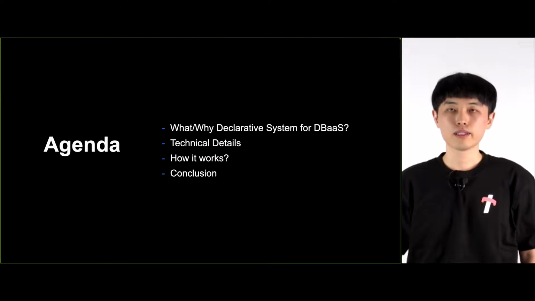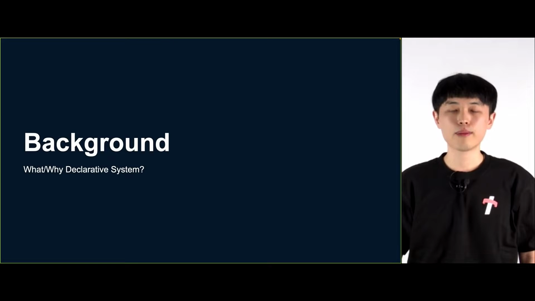This is the order of my talk. I would like to talk about what a declarative system is and why we developed DBaaS as a declarative system. And in order to implement a declarative DBaaS, what are some of the technical requirements? And then how the declarative DBaaS works. And then I will end my presentation. First, the what and why of a declarative system.